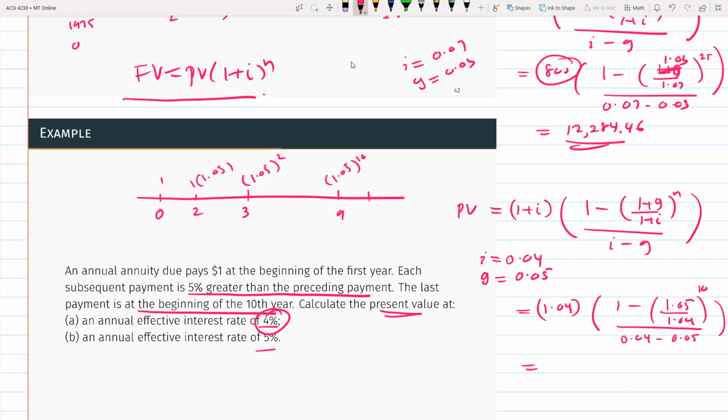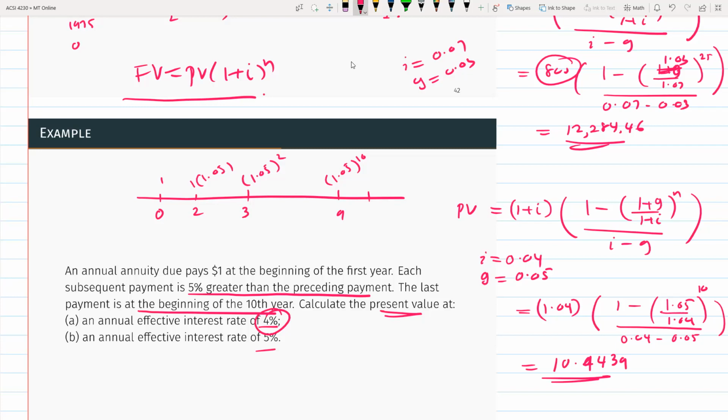See what you get. So 1.05 divided by 1.04 to the power 10, 1 minus that. It's going to be negative. Then divide by 0.04 minus 0.05. Then multiply by 1.04. Now I get 10.44. It's good enough.